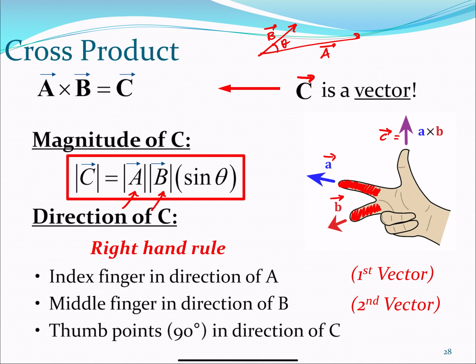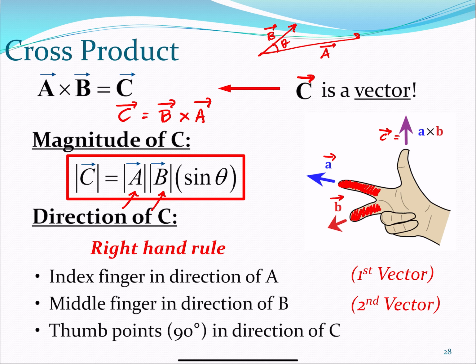Now, take a look. Would it be the same? Can we obtain C as B cross A? Can we obtain C if we cross B with A? To do that, apply the right-hand rule.